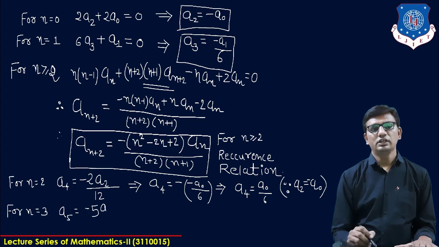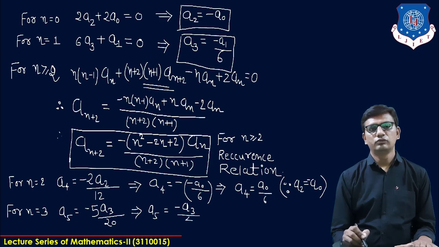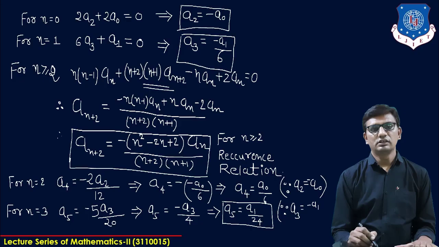For n equal to 3, we have a5 equal to minus 5a3 upon 20. That implies a5 equals minus a3 upon 4. After putting the value of a3, which is minus a1 by 6, we get a5 equal to a1 by 24, which is our fifth coefficient in the series. Here we have a3 equal to minus a1 by 6.